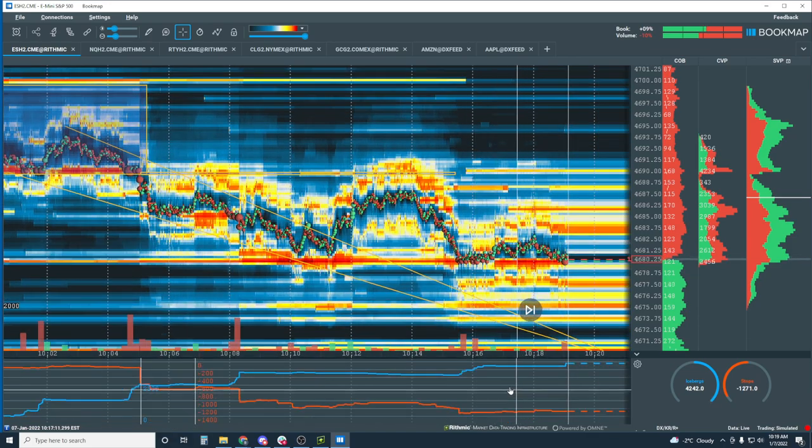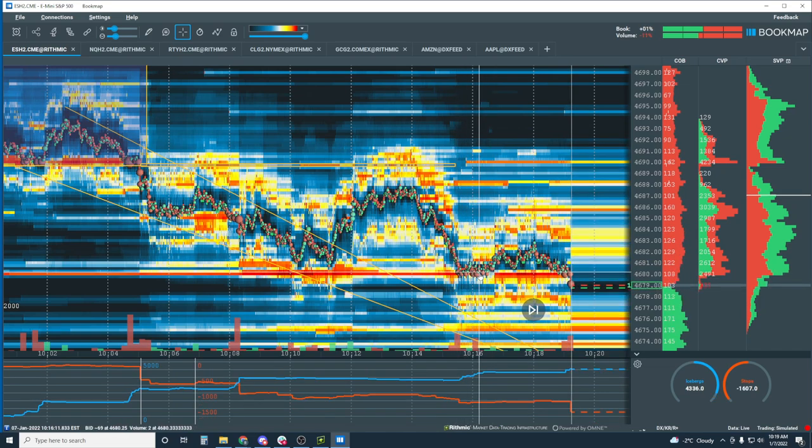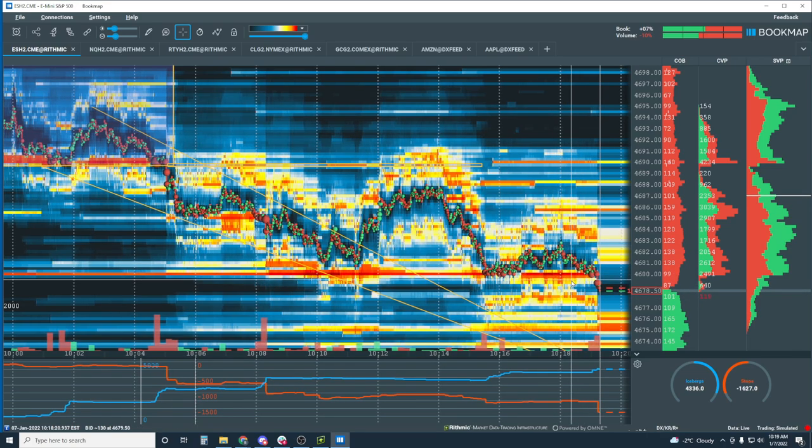So yet again, though, we're seeing these iceberg transactions. So they're still here. Still getting filled in these areas here. And price is still going against them. As you can see, we're still downtrending here.